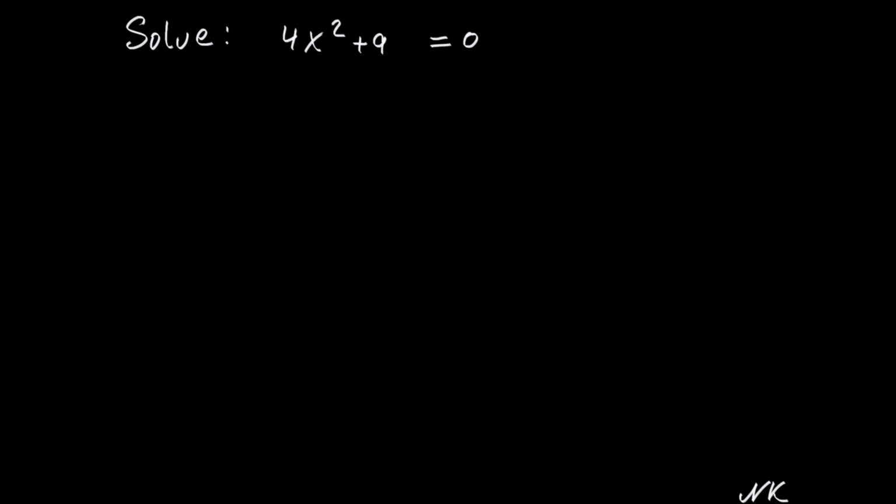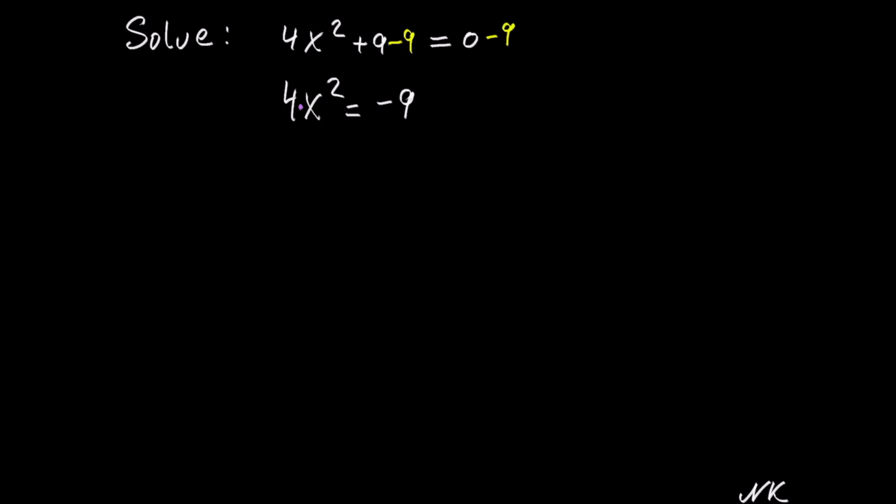Hello, here we have to solve 4x squared plus 9 is equal to 0. We can solve for x squared and use the square root property. So we have 4x squared plus 9. Let's do inverses in reverse. So let's minus 9 on both sides. And we get 4x squared is equal to negative 9.